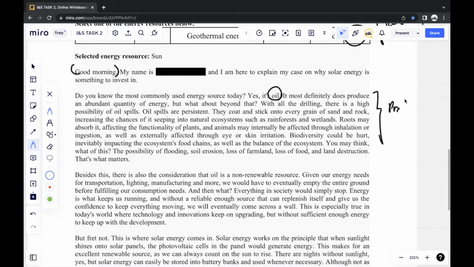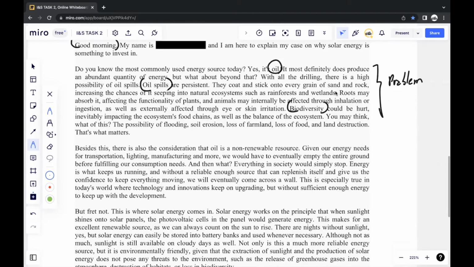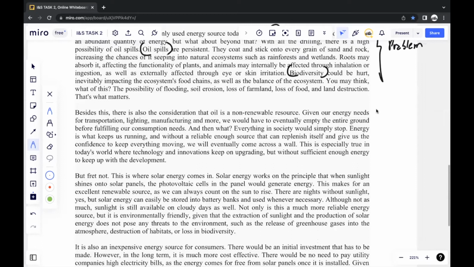This is where you discuss the main problem. So I talked about oil and the problems that oil provides. For example, oil spills and loss of biodiversity. These are generally just problems I explained here. And I also considered the fact that it's a non-renewable source and how it could impact our world later on, because we're using energy for almost everything, and eventually oil may not be enough.